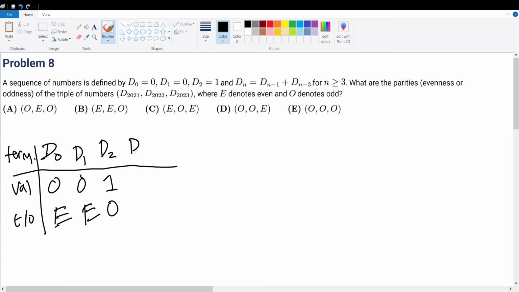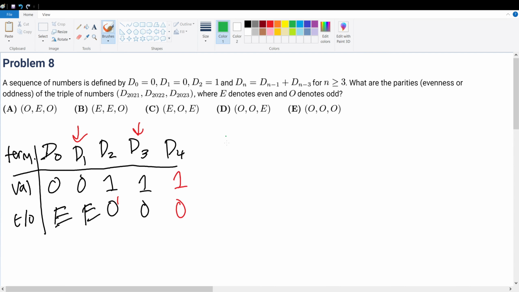Given this, let's continue. What is D of 3? D of 3 must equal D of 2 plus D of 0 based on the given criteria, right? Because it's 1 less than 3 and 3 less than 3. So D of 2 plus D of 0 gives me 1, which is an odd number. D of 4, I'll make it red so everyone can stay with me when I'm doing the calculations. D of 4 will be equal to D of 3 plus D of 1, which is equal to 1, which is also odd.